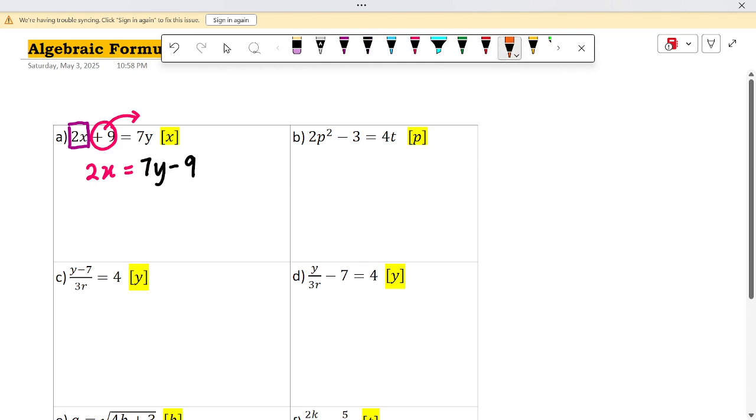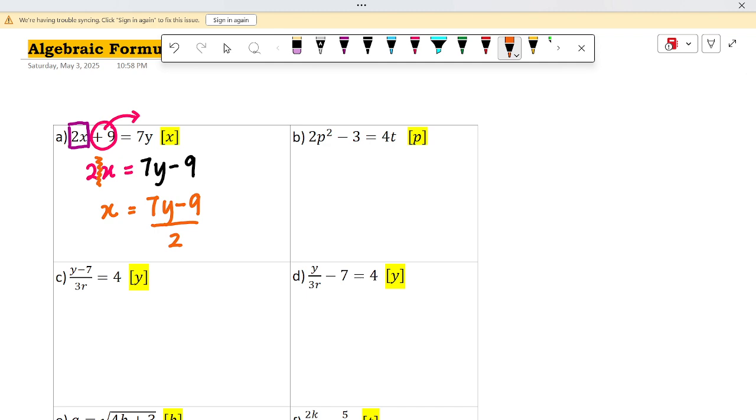Okay, next step, they only want x as your subject. So x equals, the relationship of 2 and x is times. 2x means 2 times x. So times, when you shift to the other side, it will become divide. So we are going to write 7y minus 9 over 2. That's all your answer for A.